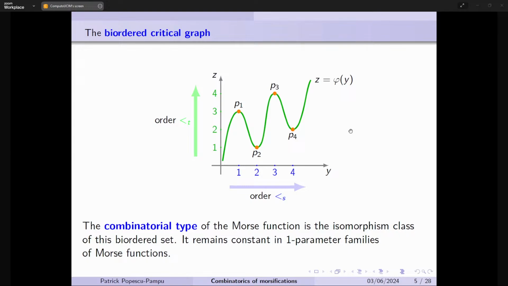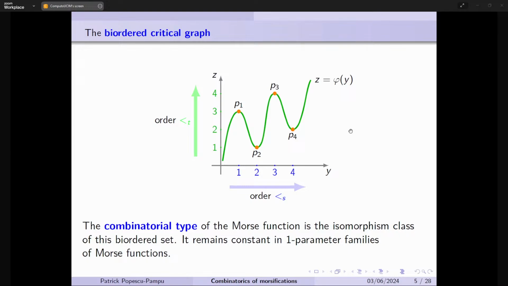So now let us look at a typical graph of a Morse function. Here we have 4 critical points. Here we have the corresponding critical values. And now you see, because we are defined on an interval in R, which has a natural orientation, and the values are taken in another real line, which comes with its natural orientation, we can order them. But we have 2 orderings of them. So for instance, these 4 points get ordered by 1, 2, 3, 4 if we look on the source. That's why we call this the source order. And in the target, you see that the smallest one is P2, and then the next one is P4, then P1, then P3.